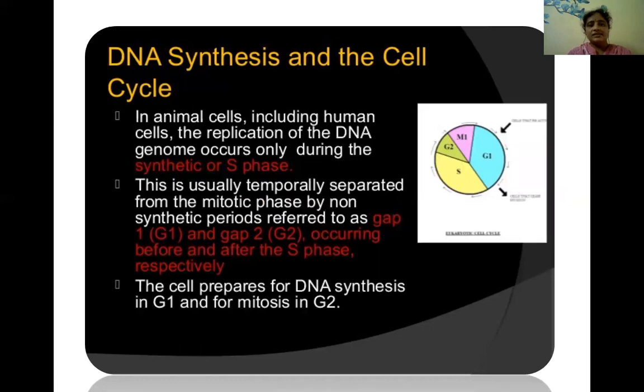This DNA synthesis, or DNA replication, occurs in the cell cycle during the S phase. In animal cells, including human cells, the replication of the DNA genome occurs only during the synthetic or S phase. This is usually temporarily separated from the mitotic phase by the synthetic periods referred to as G1 phase and G2 phase, occurring before and after the S phase respectively. This is clear in this picture.